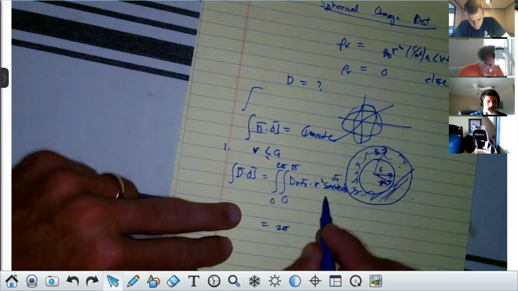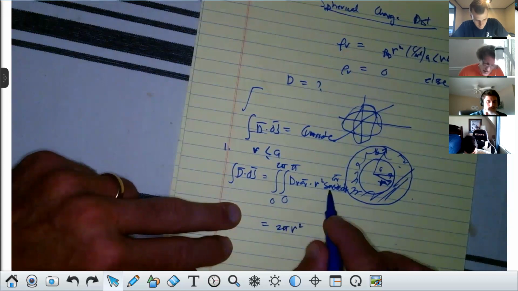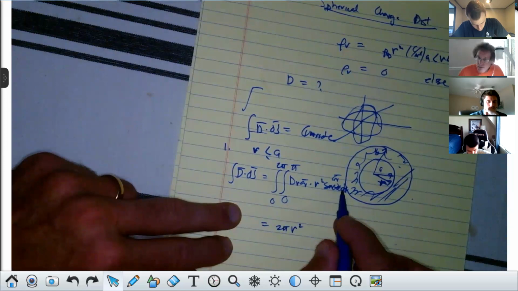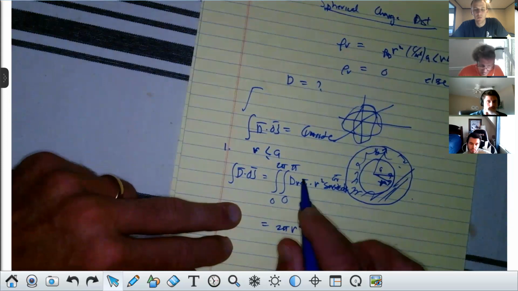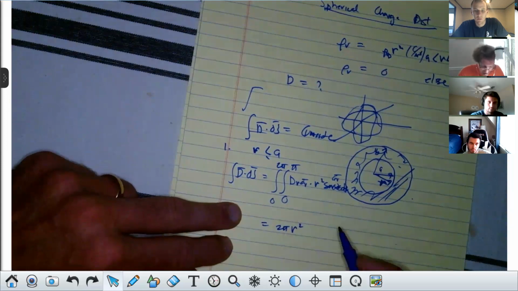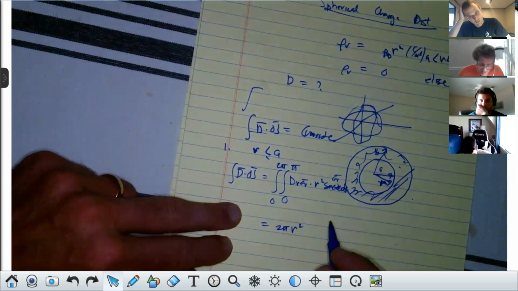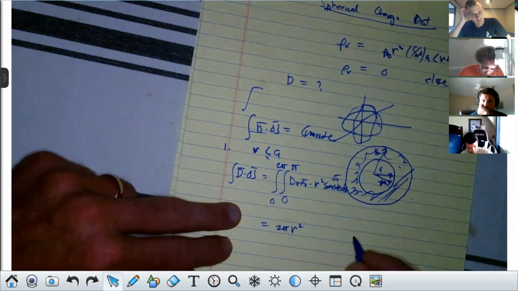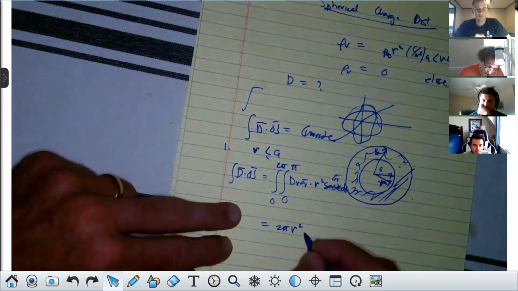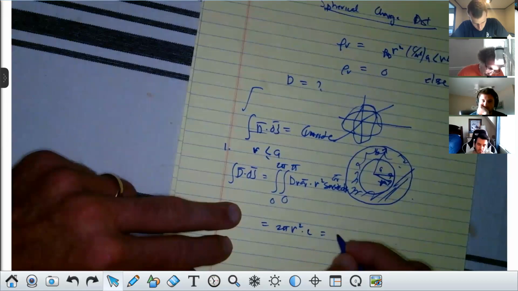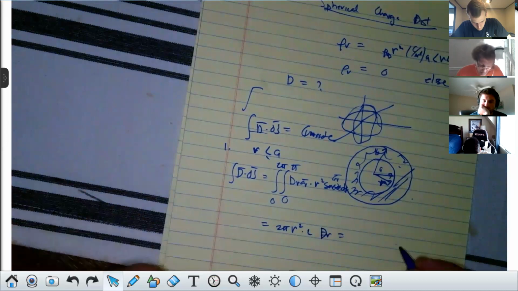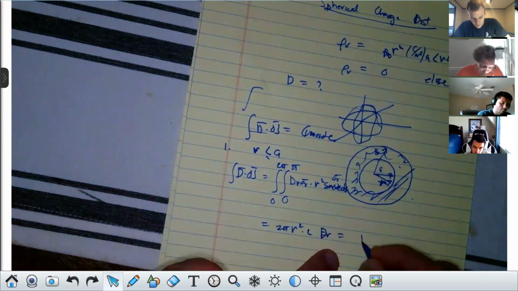And then we'd have an r squared that comes out. And then when we take a look at this, the integral of sine theta d theta is minus cosine theta, evaluated between 0 and pi. I'd switch the limits and go from pi to 0 and make it a plus cosine theta, but it's really 1 plus 1 or 2. So it's times 2, and then it would be times dr. This equation right here, the integral of D dot dS, would be equal to simply 4 pi r squared dr.